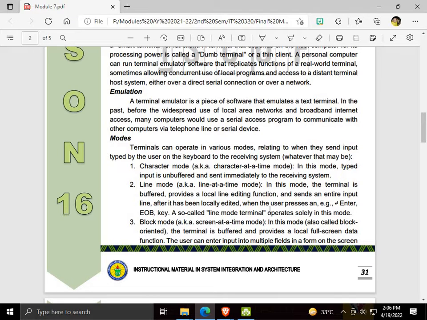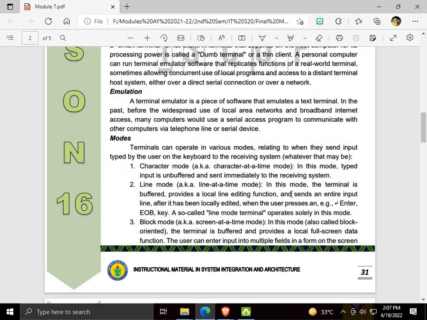So when the user presses, for example, the enter key, the so-called line mode terminal operates solely in this mode. It is just like when you print on an inkjet printer, not a standalone printer. It is like printing in an internet cafe where the connection is a network. So that is an example of a line mode.